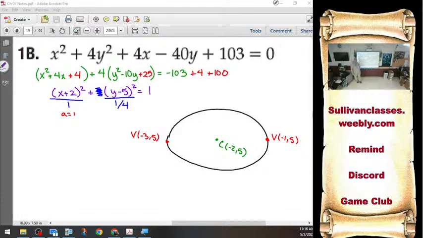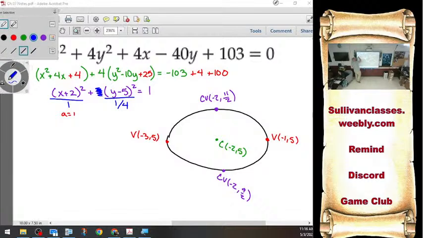What is B? B squared is 1/4. The square root of 1/4 is the square root of 1 over the square root of 4, so B is 1/2. I'm going 1/2 in this direction: 5 and 1/2, or 11 halves. And 1/2 in that direction: 4 and 1/2, or 9 halves.